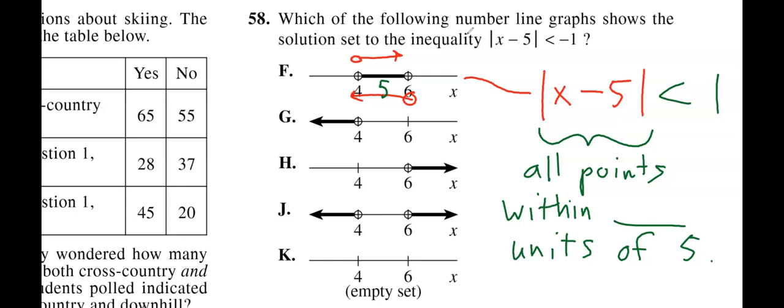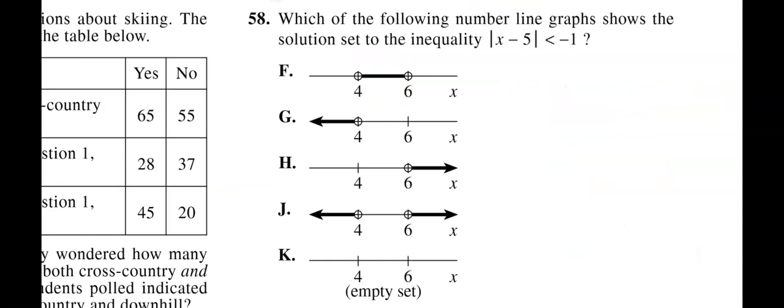Letter J would have been the or. Letter J would have been x minus 5 absolute value greater than 1. That would have been letter J, if they would have thrown that one at me. Trip down memory lane, I know.